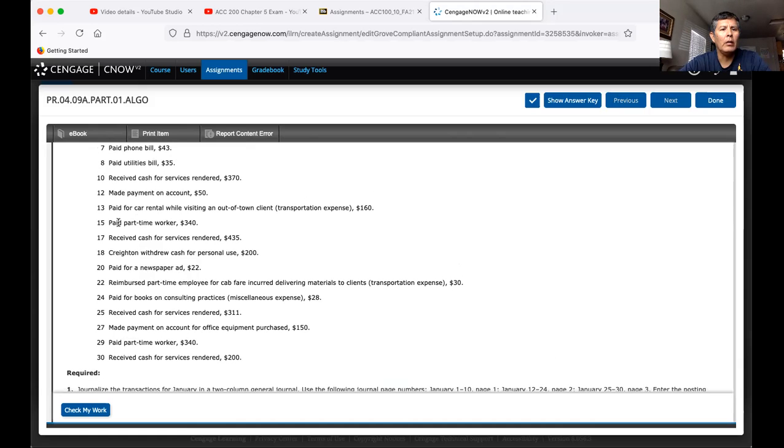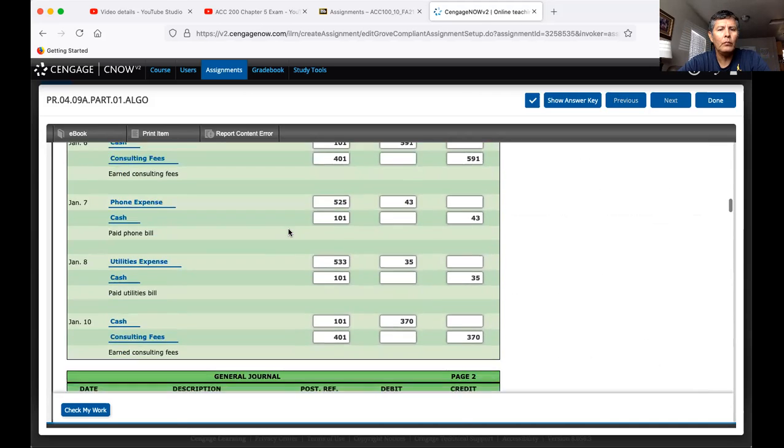Oh, we already did that. Okay, paid part-time worker of $340. Almost did that entry again. So the 15th, I wish I could cross it out. Usually when I do these on paper, I cross them out. So paid part-time worker of $340. So we paid on the 15th.